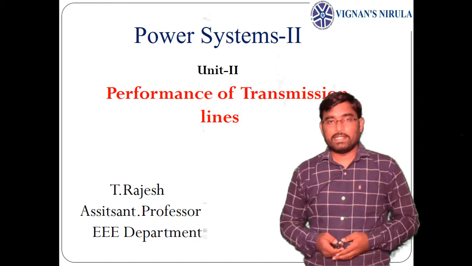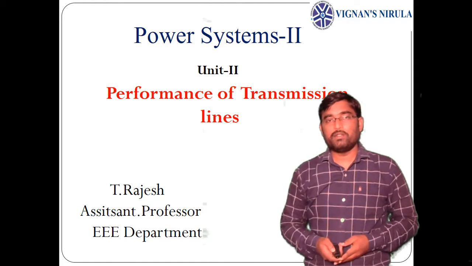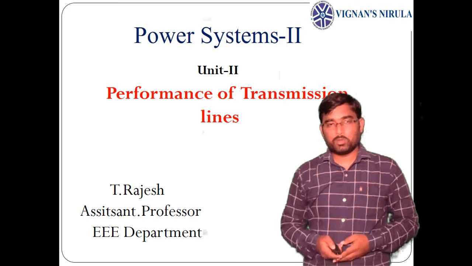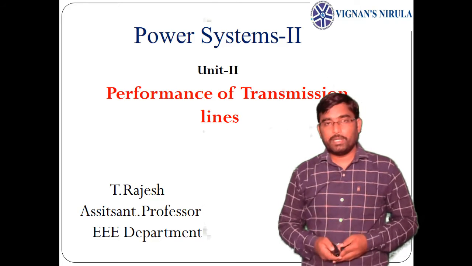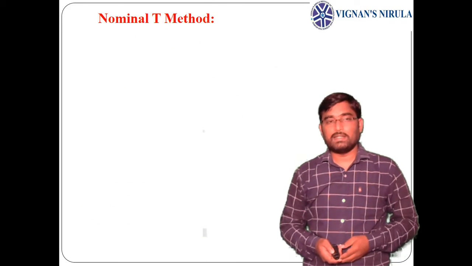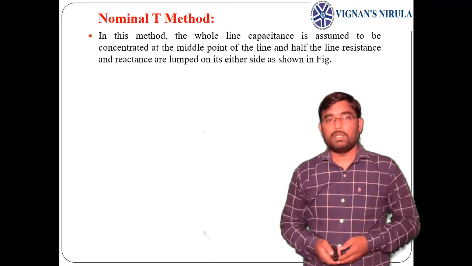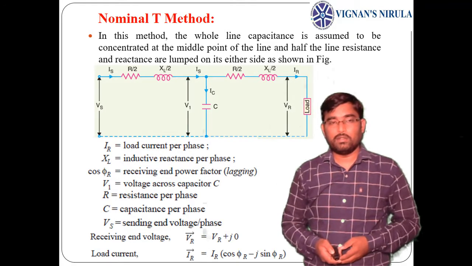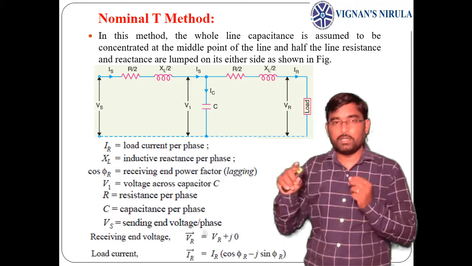In the last lecture, I explained the end condenser method of medium transmission lines. In this lecture, I am going to explain the nominal T configuration of medium transmission lines. Here, nominal T means, if you see the diagram, the network will be in a T shape.